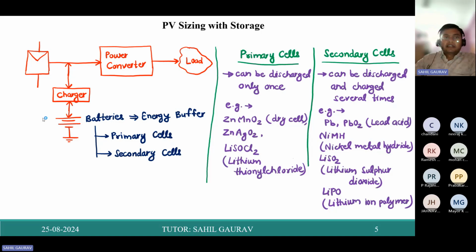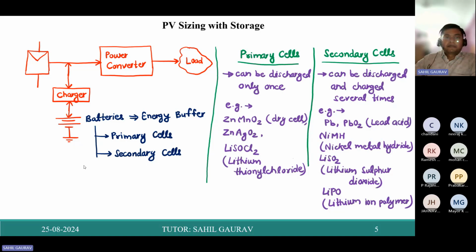So we have to use some energy buffer so that we can store the extra amount of power that PV provides to the load. The extra amount after providing the power to the load, we can store in the battery. And when there is a rainy or cloudy day, on that day we can take power from this battery, from this energy buffer.